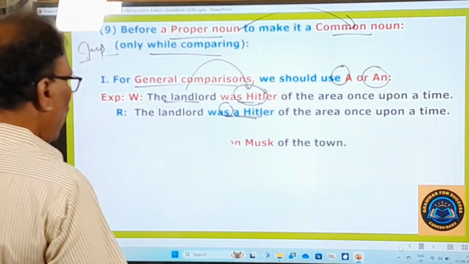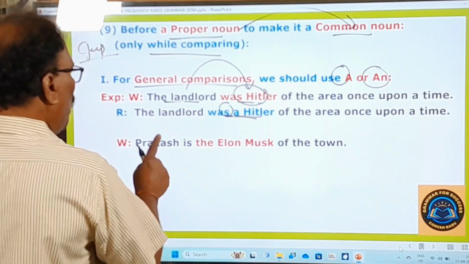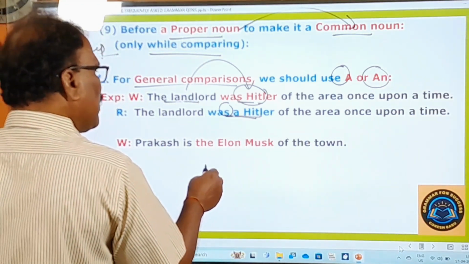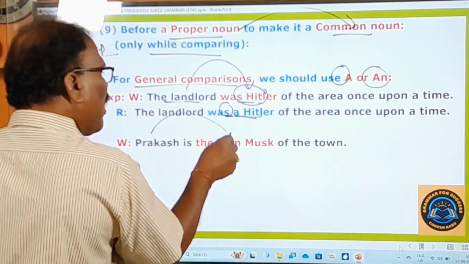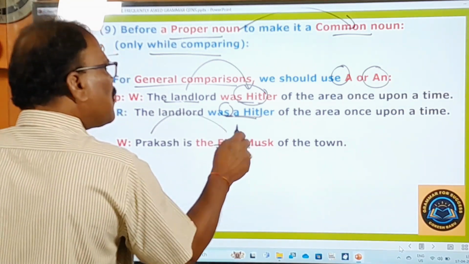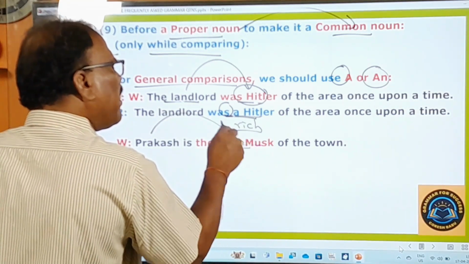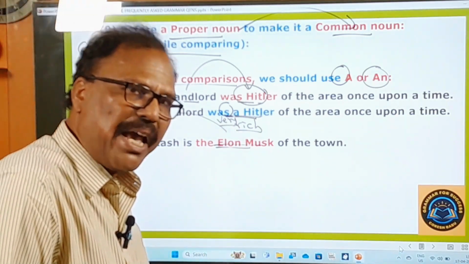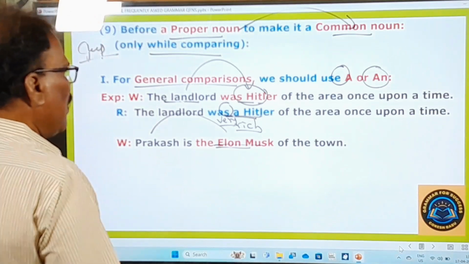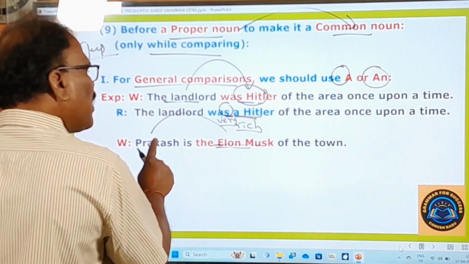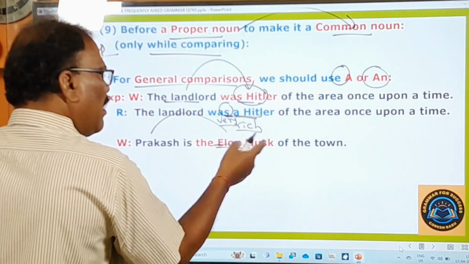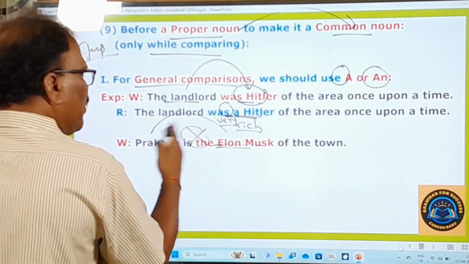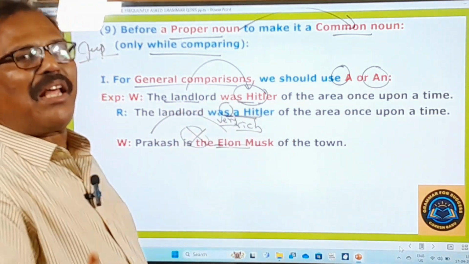Right. And here we are taking one more example. Prakash is the Elon Musk of the town. So here, what is that? Here you are comparing Prakash with Elon Musk. Elon Musk is a very, very rich man. Yes, he is the number one wealthiest man in the world. You know that very well. So here you are comparing this Prakash with Elon Musk in riches, and here then you should not use any definite article because it is a common comparison, because whoever is rich is called an Elon Musk.